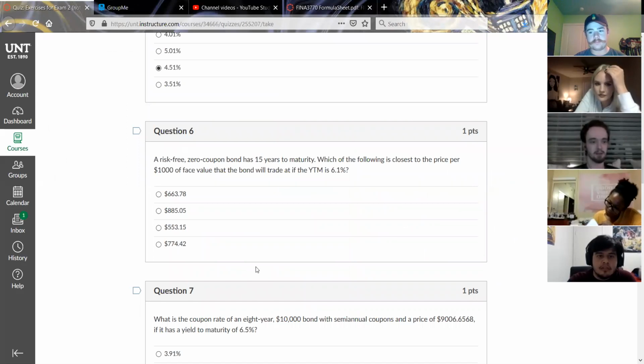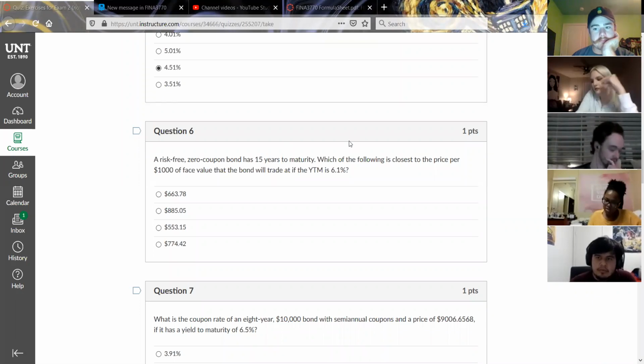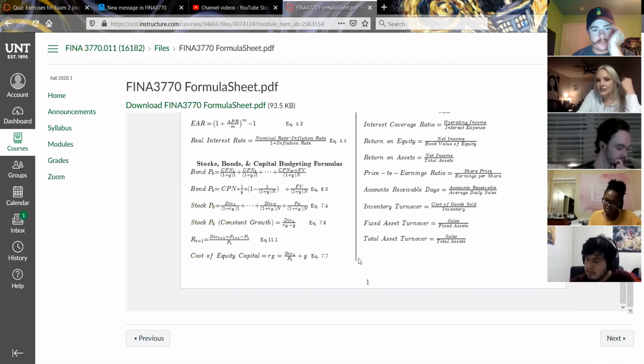Oh, wait. Let me look up his explanation, the solution. So it is the one that I said. Which formula is this? He says the price equals face value over 1 plus YTM raised to the n. And I don't know what formula that is from. It's not on our formula sheet. But I found it, I did write it down. So it's somewhere there. But yeah, it's price.